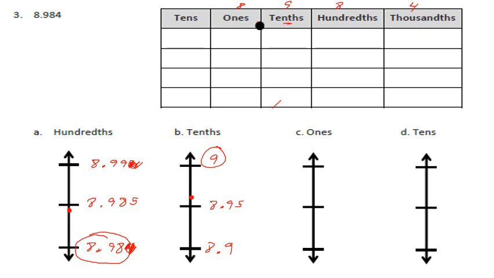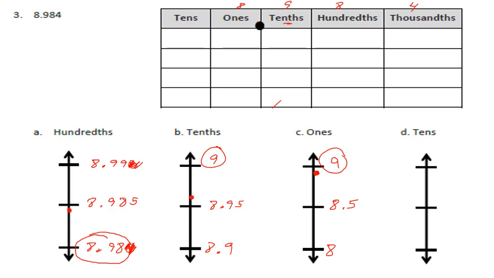C says ones. So I can see here I have 8 ones. One more ones would be 9 ones. And in the middle is going to be 8 and 5 tenths. Now this is 8 and 9 tenths. So if I put 8 and 9 tenths here, I can see we're going to round to 9.